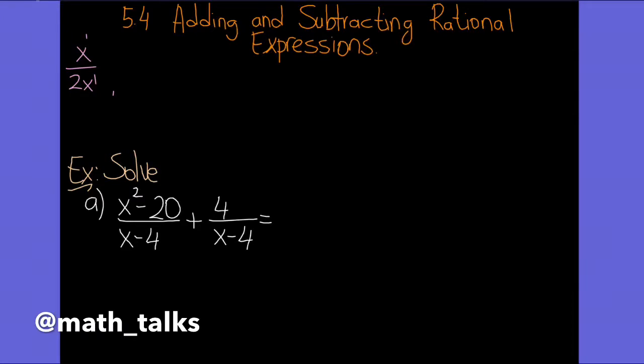How about if I have y squared minus 3y minus 4 over 7y? Check the variables' power: 2, 1 and 1. So we call them rational expressions.